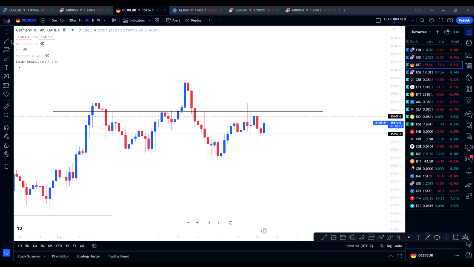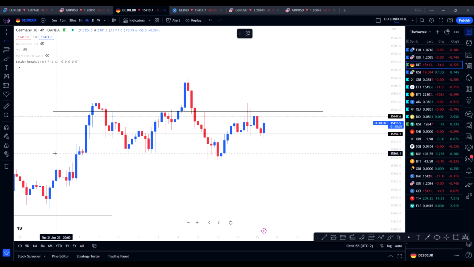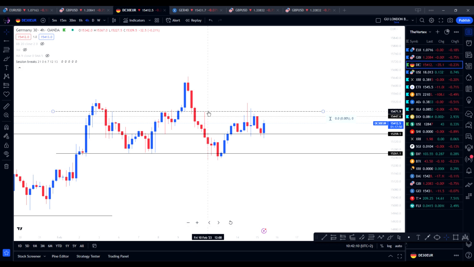What can we see? We can see price is clearly bouncing between support and resistance zones, right? We can see support at the very bottom here. We can see resistance at the very top. We broke through, but we keep bouncing just between these two zones right here, this bottom zone and the top zone right here.